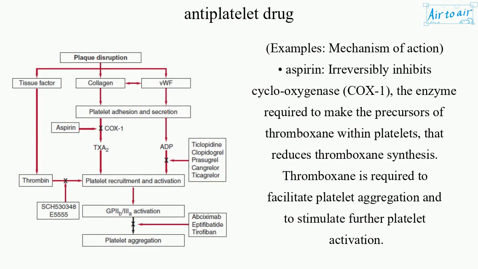Examples. Mechanism of action. Aspirin irreversibly inhibits cyclo-oxygenase, COX-1, the enzyme required to make the precursors of thromboxane within platelets, that reduces thromboxane synthesis. Thromboxane is required to facilitate platelet aggregation and to stimulate further platelet activation.